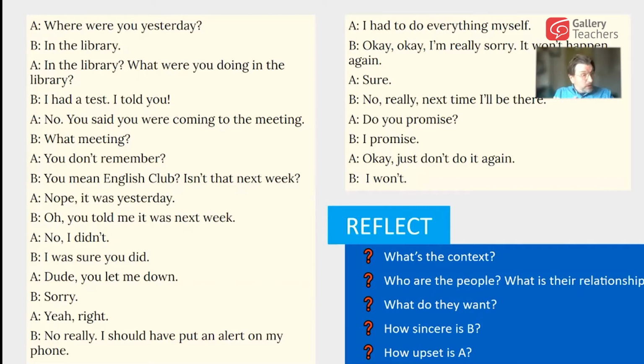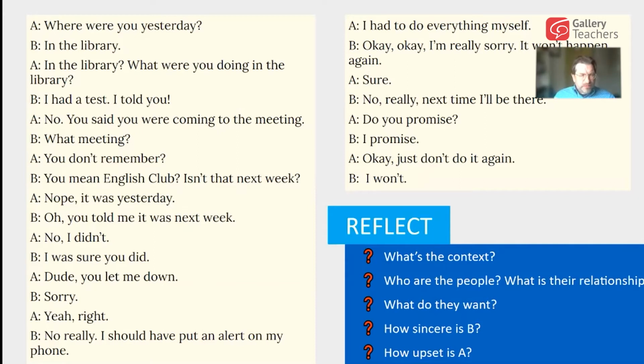So that's one reading. But we can also look at it from another point of view. We could imagine that B is very irresponsible and always does this, letting people down, and doesn't really care. He's just one of those people who's a little bit self-centered. And A has kind of had it with B. So A is not afraid to be a little more aggressive. This dialogue might sound a little bit different. It might sound something like this.